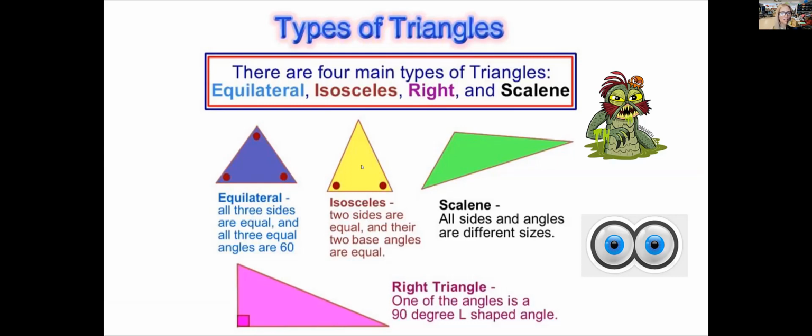On the top here is an isosceles. An isosceles has two sides that are equal. That's why I put these two eyes right here, because when I talk about an isosceles, I'm going to ask you, how many eyes do you have? Well, you have two. Isosceles has two sides that are equal. So it's a good way of remembering it. Isosceles, how many eyes do you have? You have two. So two equal sides, two eyes.